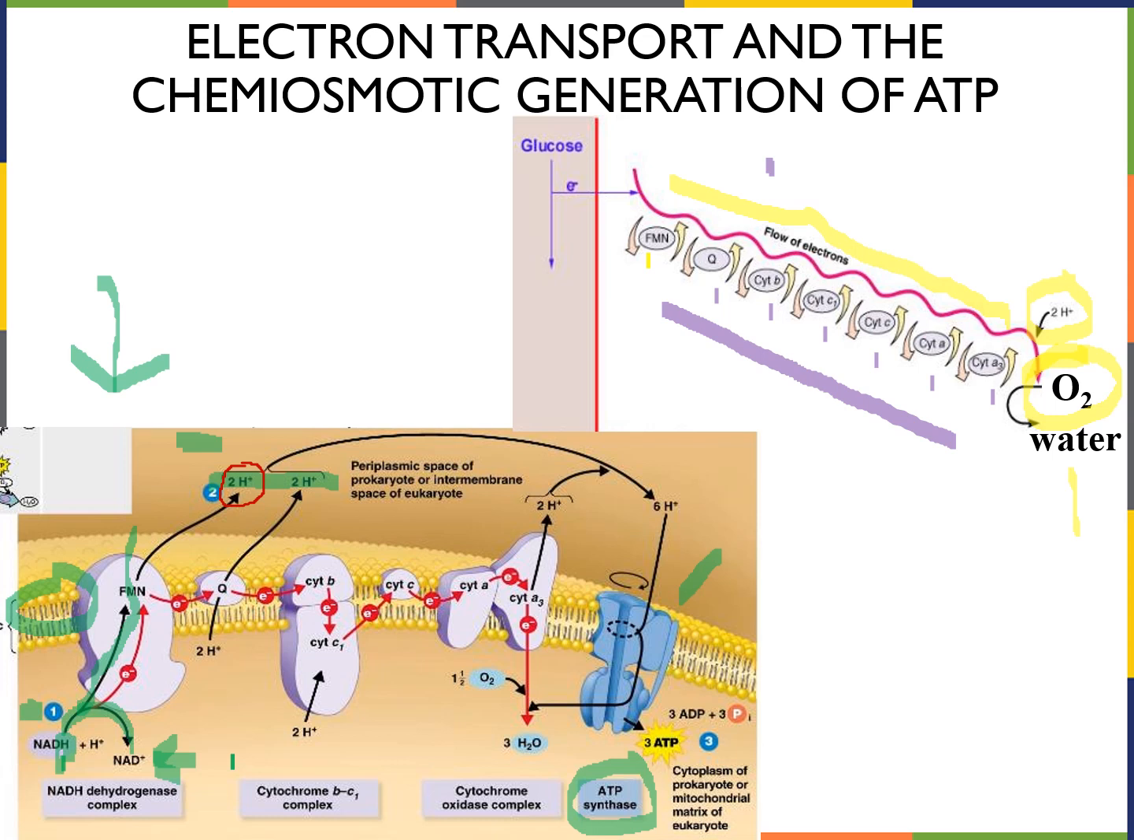It's where you have a lot of something on one side and not much of that same something on the other side. So on this side of the plasma membrane, you have a whole bunch of hydrogens, but you don't have that many hydrogens on this side of the plasma membrane, because all the hydrogens, once again, have been pushed through FMN to the other side.